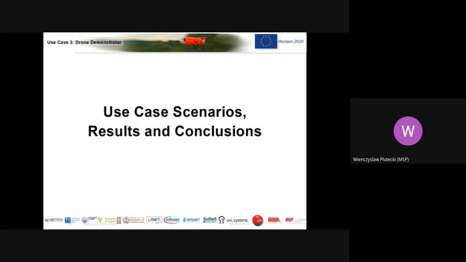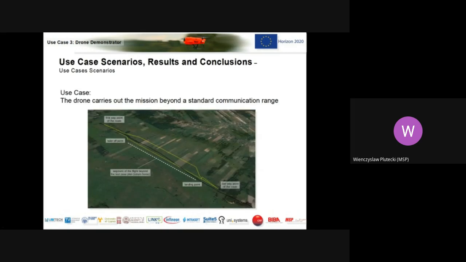Okay, now let's switch to the description of the use case, the scenarios, then results and conclusions. We've chosen three examples of the scenarios performed, and I will present them briefly here. This is the first scenario.